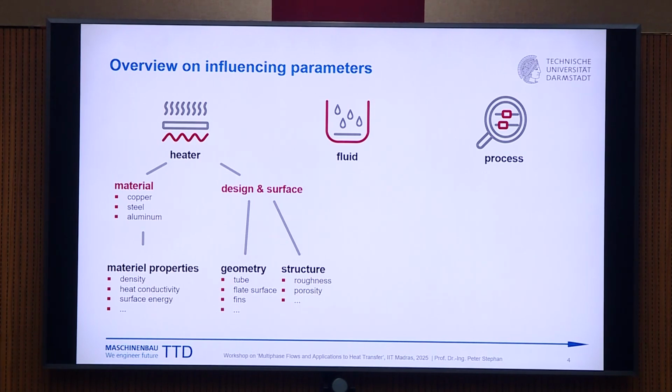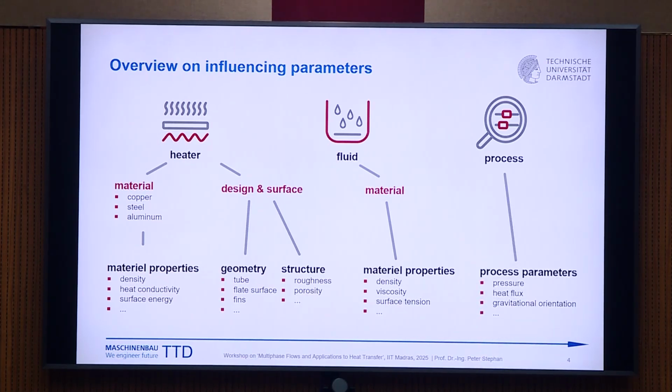And the surface design, the geometry, the application, you might have tubes or flat surfaces, or thin surfaces, and the structure, either roughness or porosity, might play an important role. Fluid, of course, is important, so density, viscosity, surface tension is very important for boiling. And then process parameters such as pressure and heat flux and so on. So, for example, with pressure, of course, if you decrease pressure, then the bubbles are much bigger in the boiling.